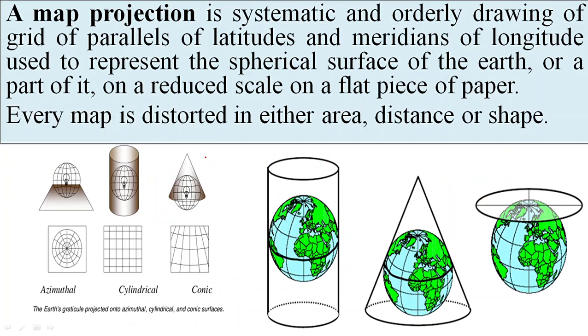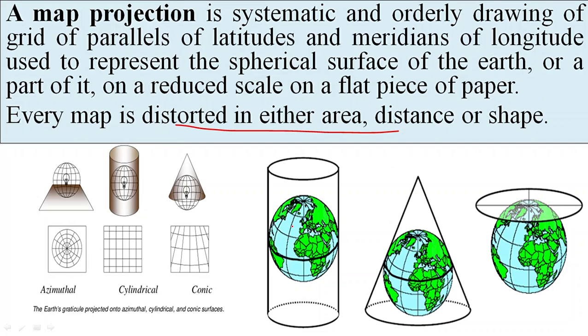Okay, and the last one, map projection. Map projection is the systematic and orderly drawing of grids of parallels of latitude and meridians of longitude, used to represent the spherical surface of the earth or part of it on a reduced scale on a flat piece of paper. So every map is distorted in either area, distance, or shape.